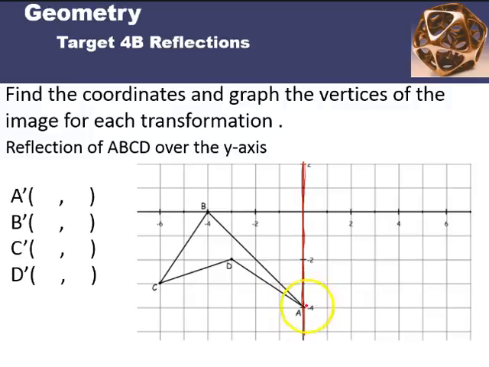A is on the red line, so A prime is on the red line. So right there is A prime. Now B is 1, 2, 3, 4 to the left of the red line. So I'm going to go 4 to the right. 1, 2, 3, 4. And that's B prime. D is 1, 2, 3 to the left. So I'm going to go 3 to the right. 1, 2, 3. And right there is D prime.